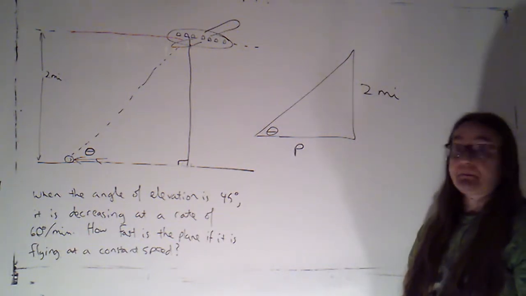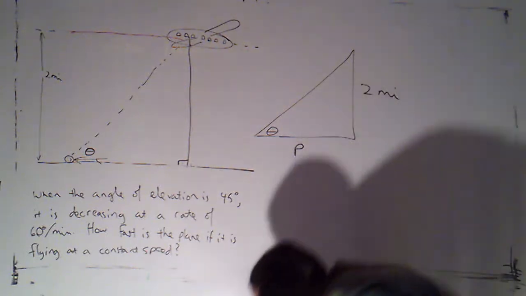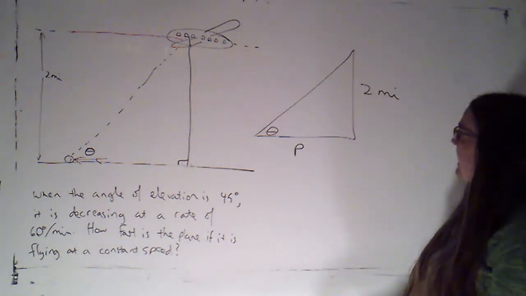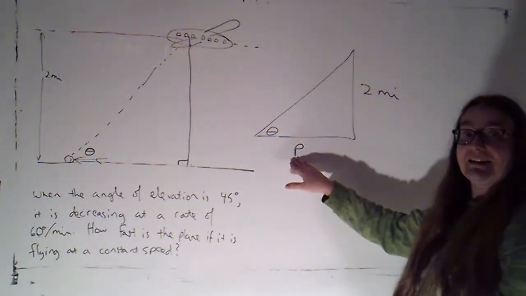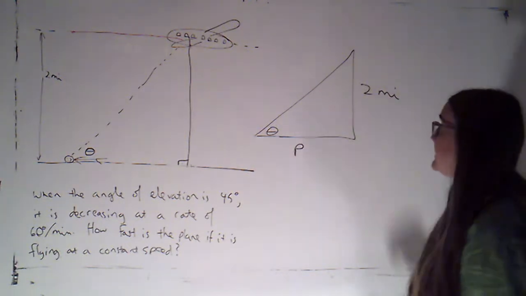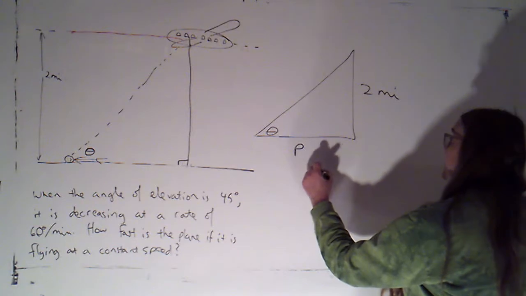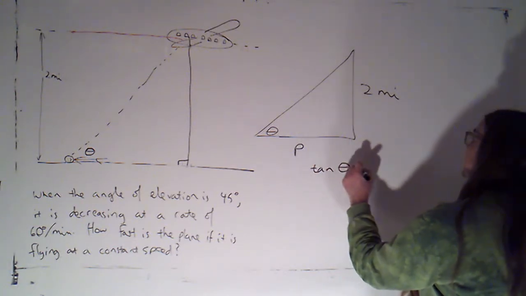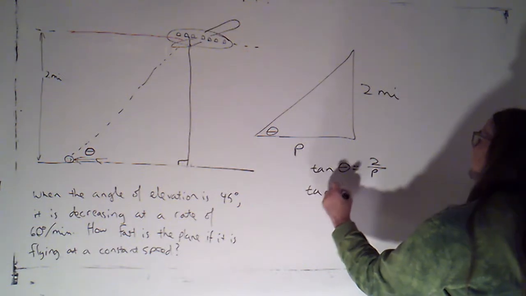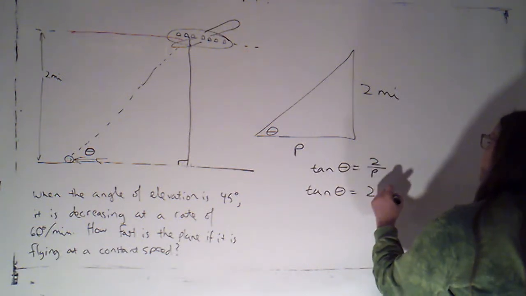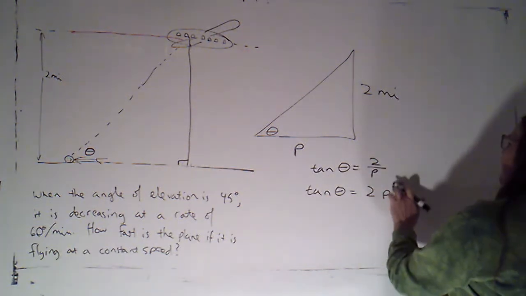Okay, so it looks like I've got an angle, the opposite side, and the adjacent. So once again, I could just use tangent. I could say tangent of theta is 2 over P. And I think I'm going to rewrite that as tangent of theta is 2 P to the negative 1.